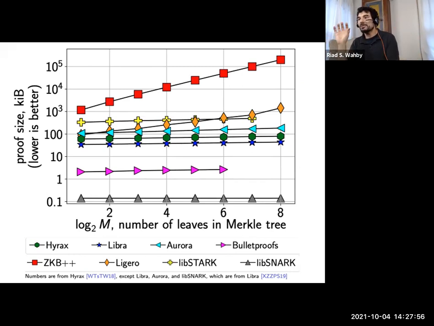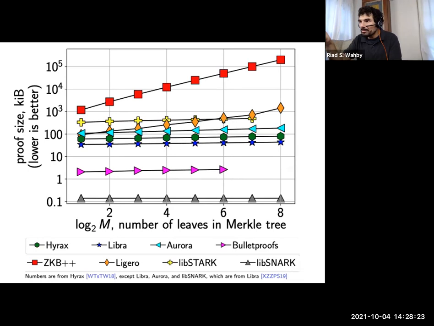Here, the x-axis is the height of the tree, which is to say the log base 2 of the number of leaves. And the y-axis here is proof size in kilobytes. So we're going to look at proof size first. The gray triangles are libsnark. This is broadly representative of the Pinocchio-style proofs, Groth 16, et cetera, and has constant-size proofs. They're very small, a few hundred bytes, that's it.